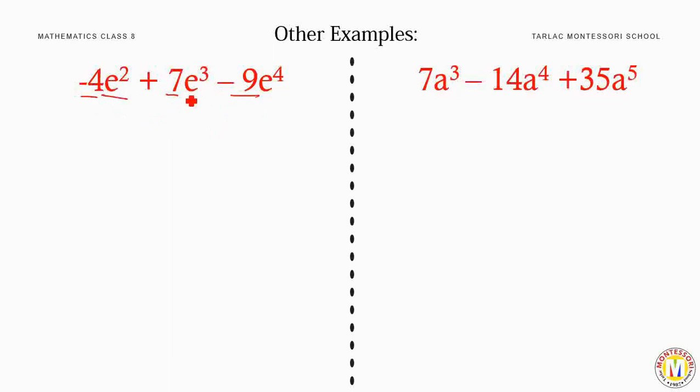So e raised to 2, e raised to 3, e raised to 4. Just like what we said earlier, we're going to consider the variable with the least exponent. So we'll move out e raised to 2, or e squared.